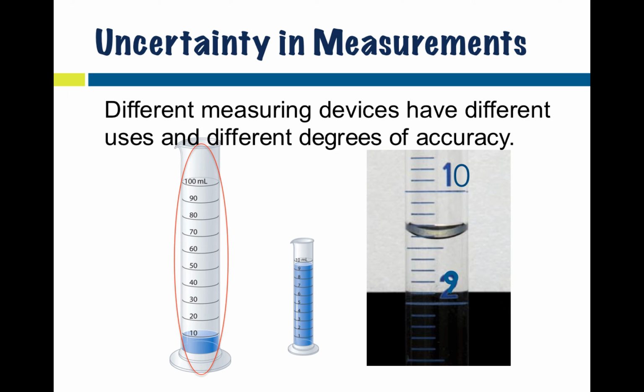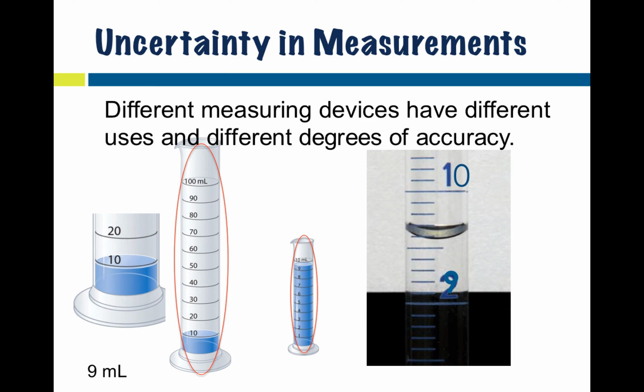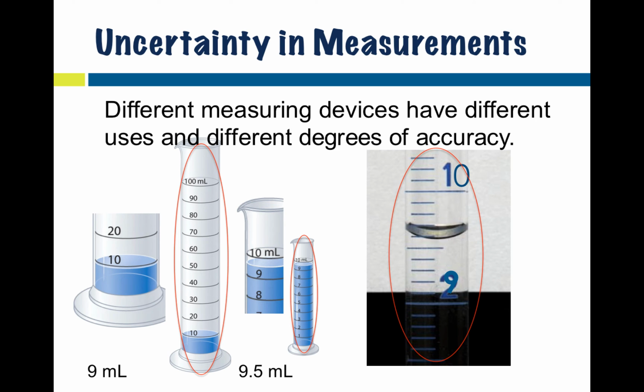Measuring a volume with a large graduated cylinder versus measuring the same volume with a smaller graduated cylinder will yield two different degrees of accuracy. The larger one may only be capable of reading to the closest milliliter, whereas the smaller one may be capable of reading to the 0.1 milliliter. Measuring the same volume with a pipette may give us a more accurate reading to the closest 0.01 milliliter.